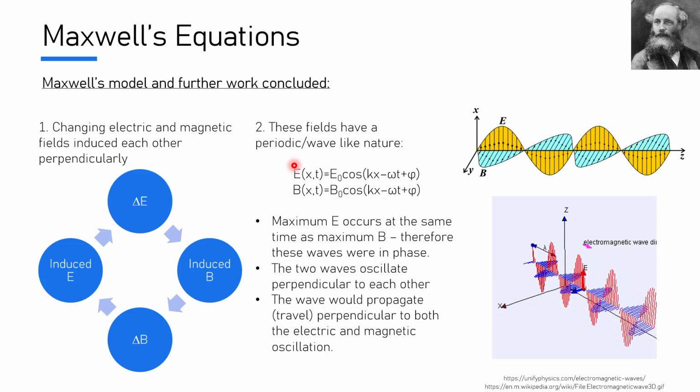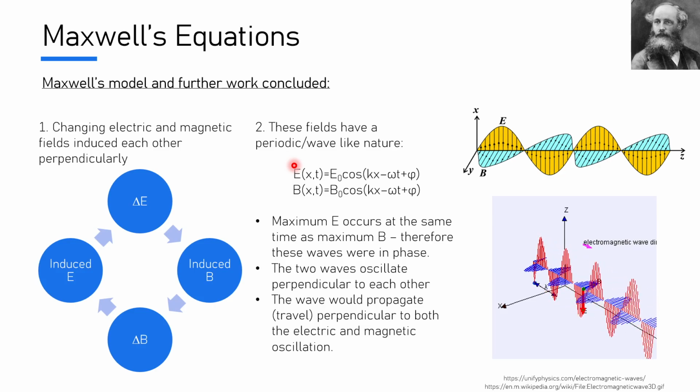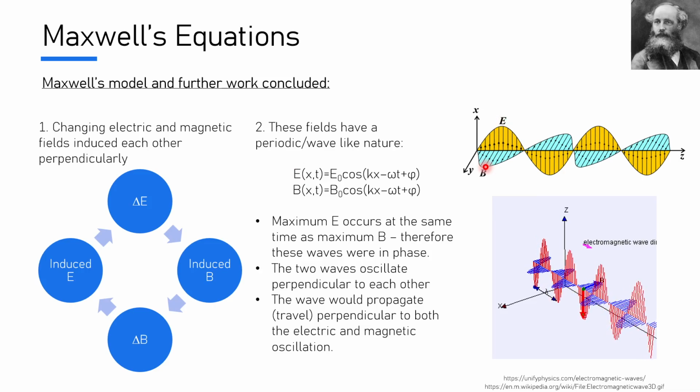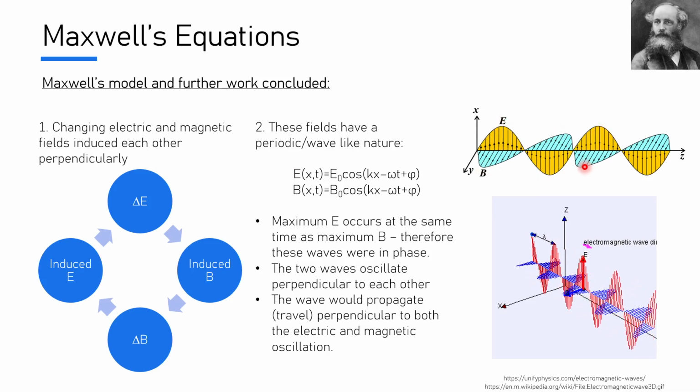From the structure of these equations, we can also conclude that the maximum electric field happens at the same time as the maximum magnetic field. And that essentially suggests that if you have two waves, one of which is electric and one of which is magnetic, you will have your peaks lined up at the same spot, meaning that both waves are therefore in phase.